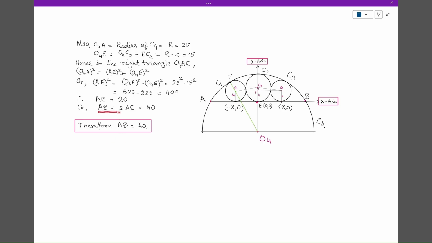Therefore, AB, that is from here to here, is 2AE, that is 40. So the length of the chord AB is 40, and that is the answer. Thank you.